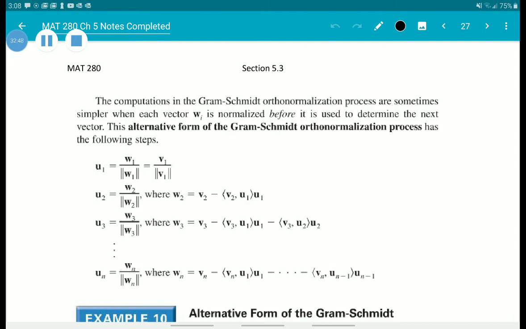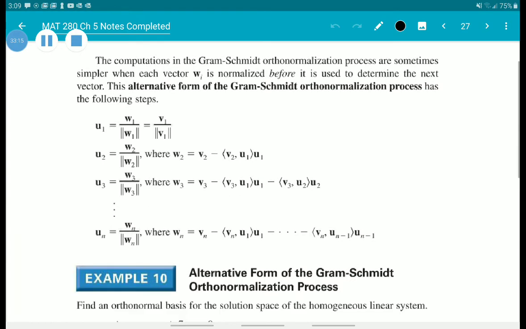As you can see, the Gram-Schmidt process is definitely an involved process. Sometimes it's easier to go through the normalization process before you find the second vector, the third vector, and so on. So there's an alternative form of the Gram-Schmidt process which does that. So let's look at that.